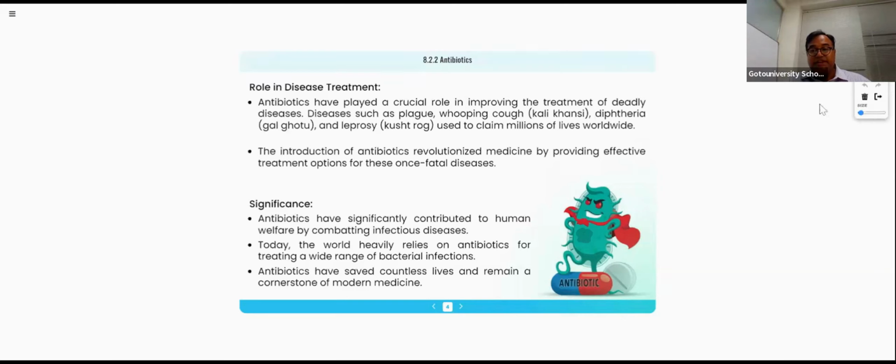For certain age groups, certain antibiotics can't be given. For example, strong antibiotics like amoxicillin and ampicillin I can't give to a newborn baby, whereas I can give them to a grown-up, right? And second thing, antibiotics have a wide range of action against bacterial infections. So the world heavily relies on antibiotics for treating a wide range of bacterial infections.